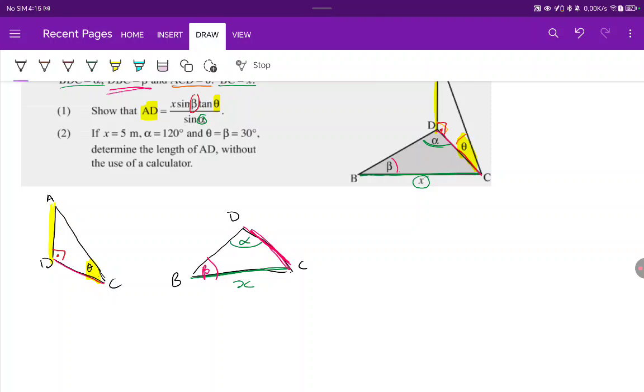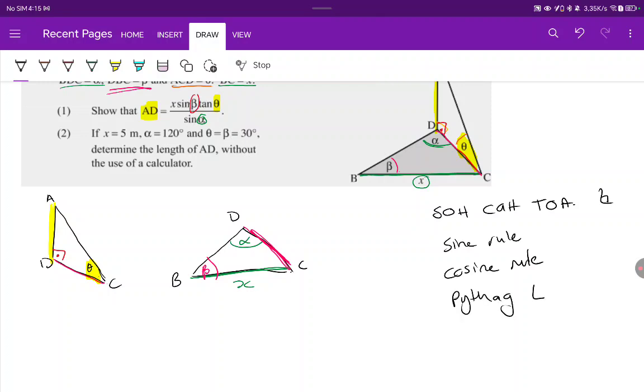Remember, I always have a couple of options. I could use SOHCAHTOA, but for this to work, I need a 90-degree angle. I can use the sine rule. I can use the cosine rule. And I could use Pythagoras. And for Pythagoras, I need 90 degrees. So I'm going to go through the possibilities. I'm starting at the end.